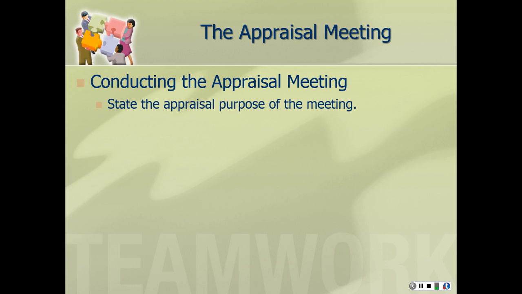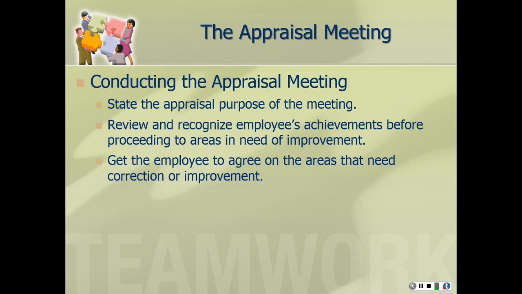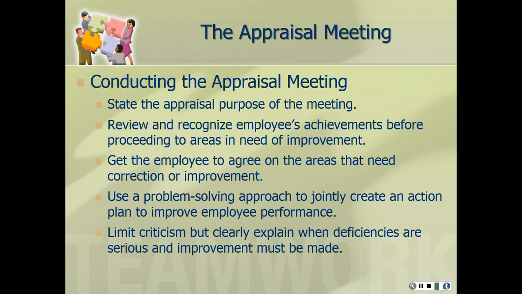So when you're conducting the appraisal meeting, state the purpose of it to them, schedule it in advance, review and recognize all their achievements, the sandwich technique. Tell them all the good first before you get into the areas that need work. Get the employee to agree that they need to make that correction or improvement, or at least some kind of comprehension that they understand they need to improve. Use a problem-solving approach. Both of you jointly create an action plan to help improve that performance. Limit your criticism. Keep it to the facts, never make it personal, and clearly explain why these deficiencies need to be improved upon.